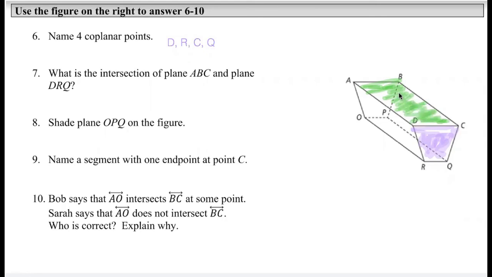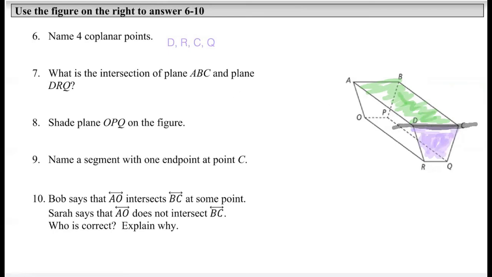So what's the intersection of that plane and plane DRQ, which would be, look at that, the one I already shaded, the purple one. So we want to see exactly where these two sides of this box thing meet. You should be able to see where they touch, like where does the purple side touch the green side? And you'll notice that every time you have planes intersect, they meet in a line, okay? They intersect or meet in a line.